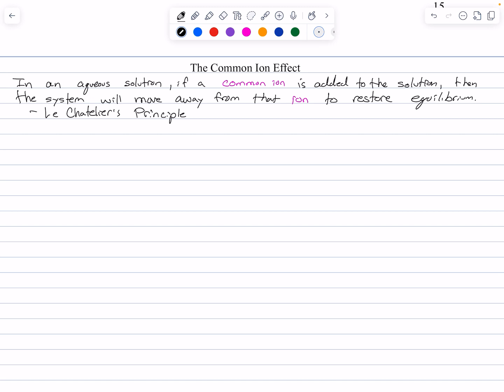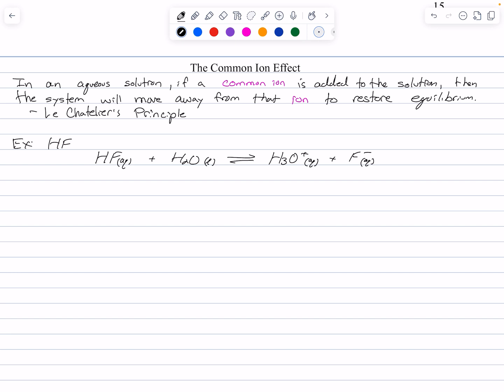All right, so if we dive into an example here, if we had a weak acid, let's just say hydrofluoric acid, easy to write. So we have hydrofluoric acid in water, and then we have hydronium and fluoride.